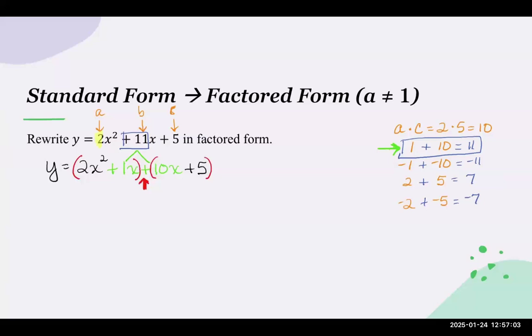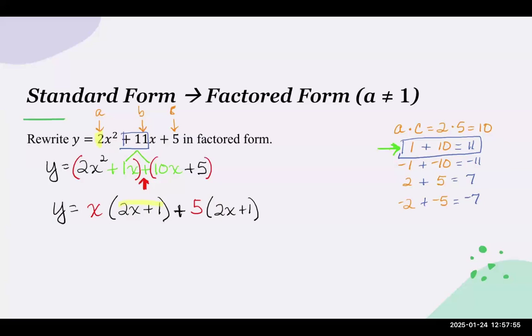But now that I have these two groups of 2 terms, I can factor a common factor from each parentheses. So from my first parentheses, 2x squared and 1x have an x in common. So I'll factor that out and I'll be left with a 2x plus 1. I still have the plus sign here. And then in the second group, the 10x and the 5 have a common factor of 5. So I factored that out, and I'm left with a 2x plus 1.